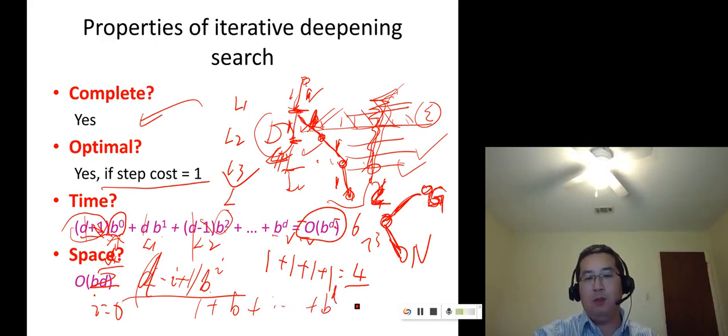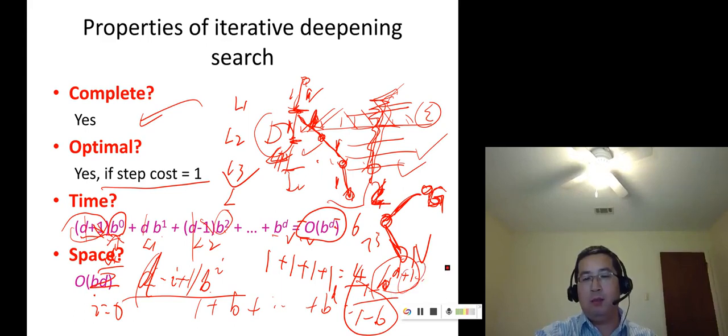So that one will be b to the power of d plus 1 over 1 minus b, correct? So this one will be a constant. So till finally you get b to the power of d plus 1, so you can have another one, correct? So it's b multiplied by b to the power of d. So that constant also can be ignored. So finally you only have b to the power of d.